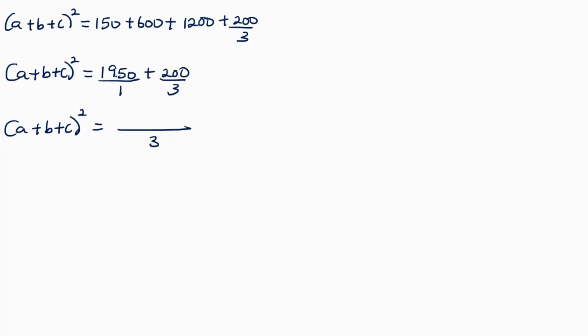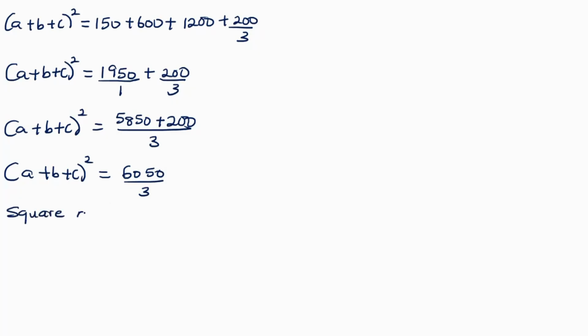3 times 1950 is going to give us 5850 plus 3 into... 1 times 200 is 200. So we have here (a plus b plus c) all squared is equal to 5850 plus 200, which is going to give us 6050 over 3.